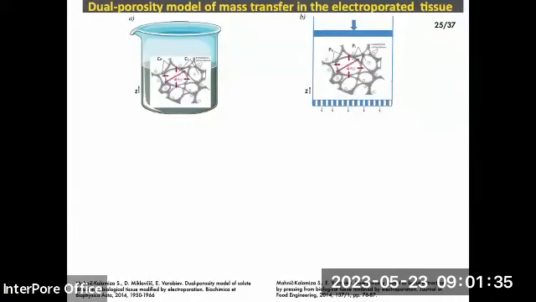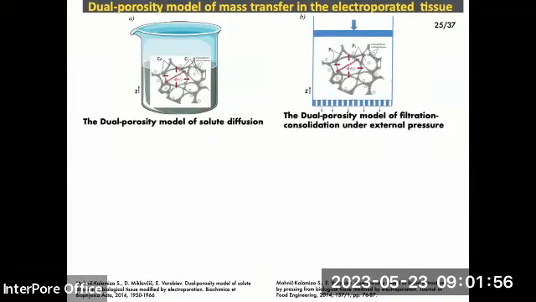Well, just a few words about the modeling here in this conference. Often we speak of the model. Here it was, as a sample, a dual porosity model for mass transfer in the electroporated tissue. At the left, you can see the model for the diffusion. On the right, you can see it for the compression and consolidation.